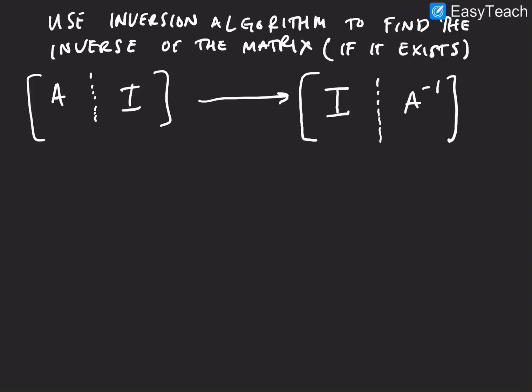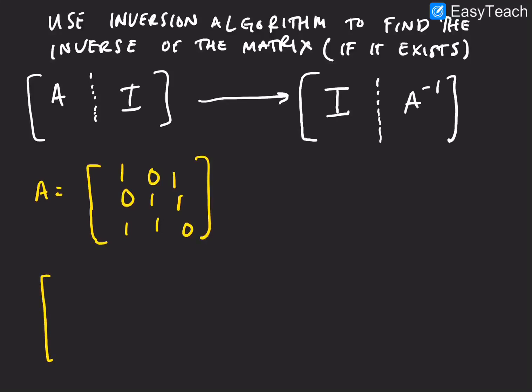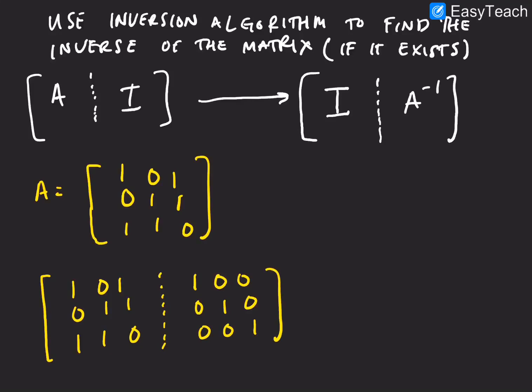Let's try this yellow color. So let's say we're given A is equal to 1 0 1, 0 1 1, 1 1 0. Okay, so that's our A matrix. And let's go ahead and put it in that way I said. 1 0 1, 0 1 1, 1 1 0, and 1 0 0, 0 1 0, 0 0 1.